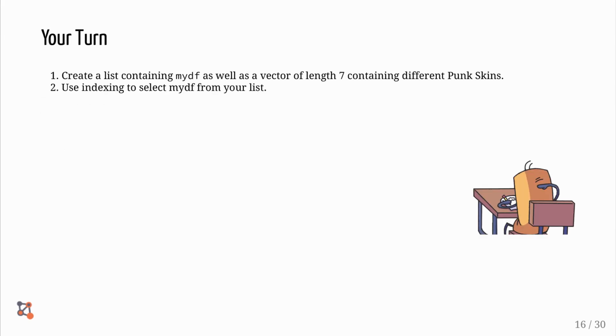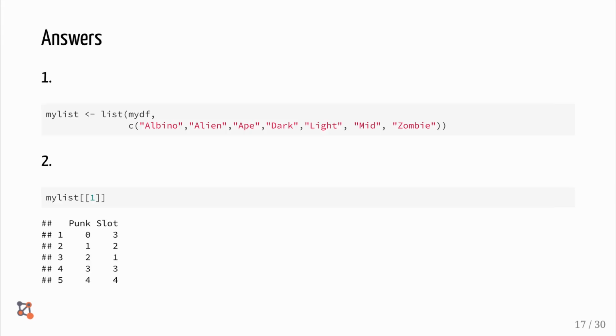Your turn. Create a list containing mydf as well as a vector of length 7 containing different punk skins. Use indexing to select mydf from your list. Here are the answers for you to look at.